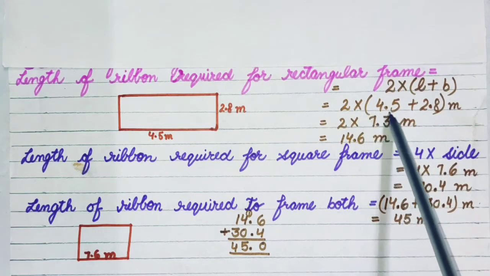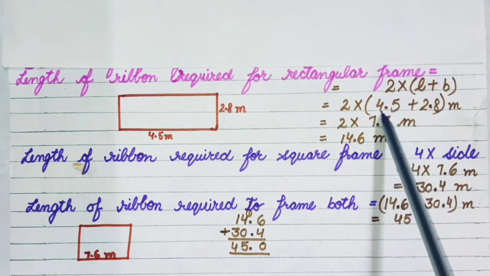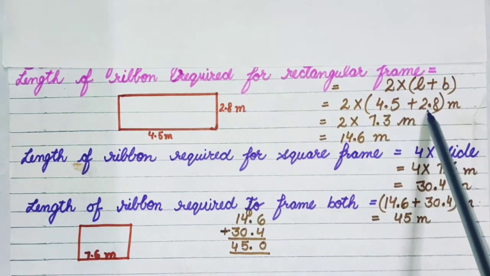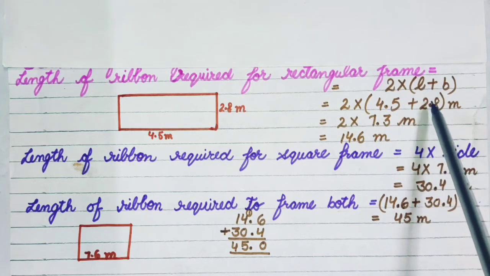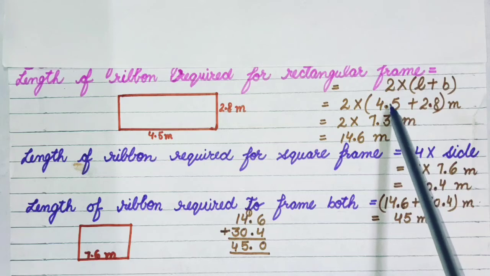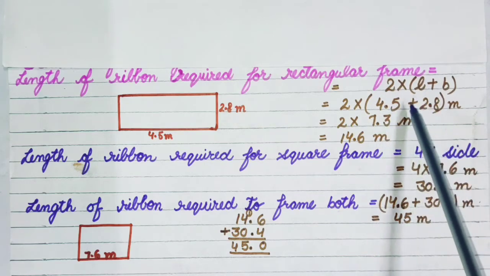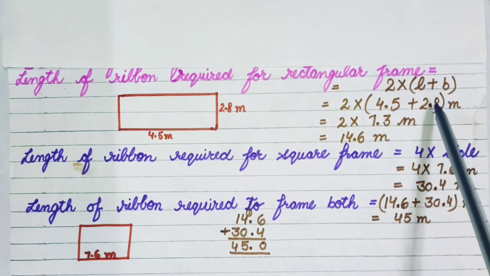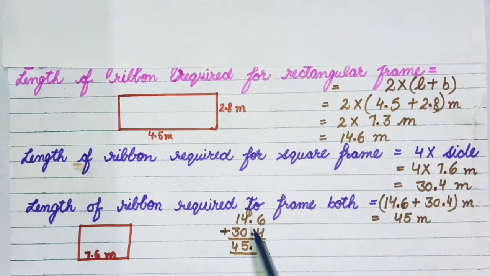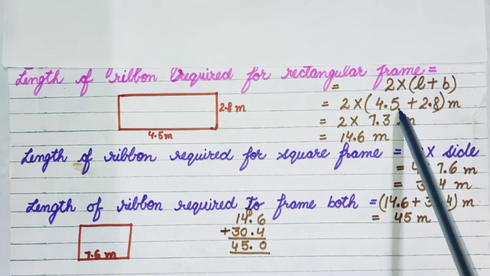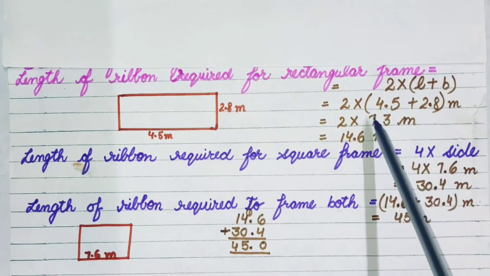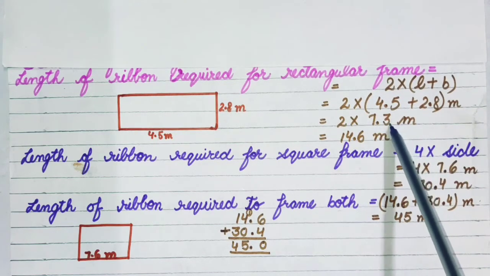According to BODMAS, we will first of all solve this bracket. Now how to solve this? When the numbers are given in decimal, students, always remember when we are going to add numbers which are in decimal, we have to put a point below a point. A point should be below a point. Then we have to add, when we add 4.5 to 2.8, the answer will be 7.3.